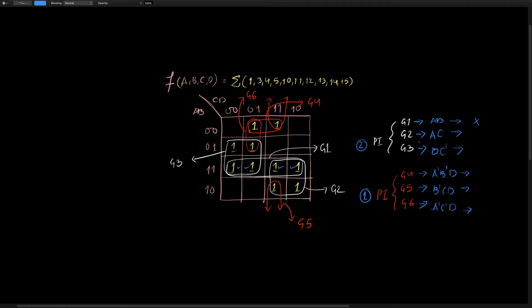If we consider group 2, you see this one is overlapped but this one is not. So we're going to say that G2 is an essential prime implicant. Okay, what about G3? We also have this overlapping but this is not. This one is not attended by any other group except G3. So we're going to call it an essential prime implicant.